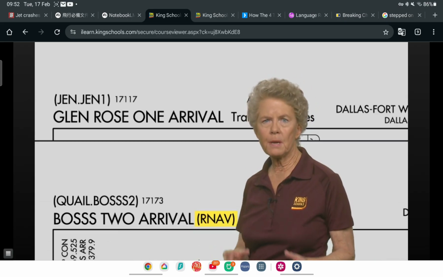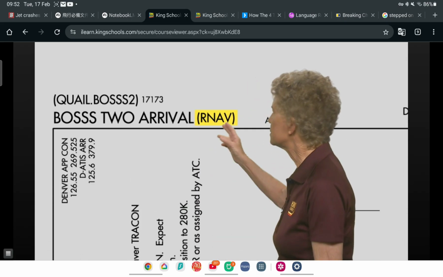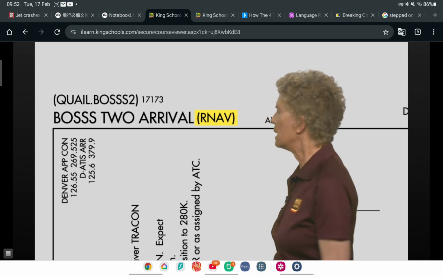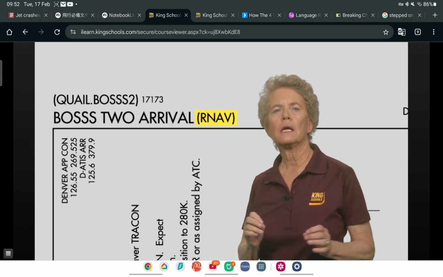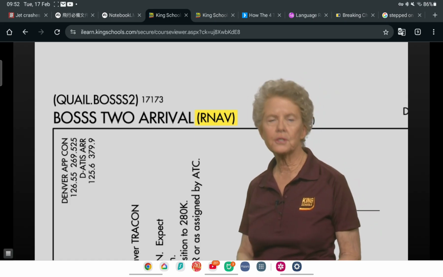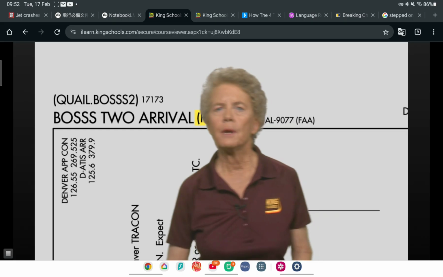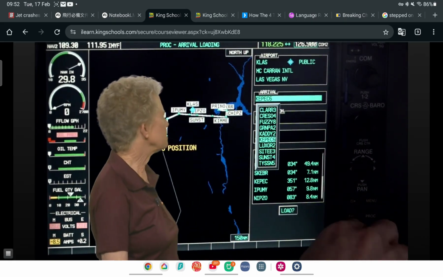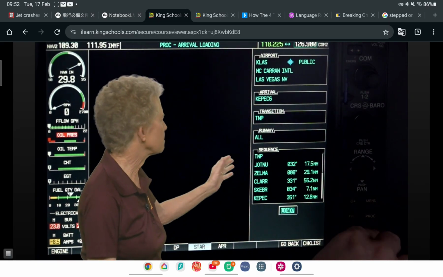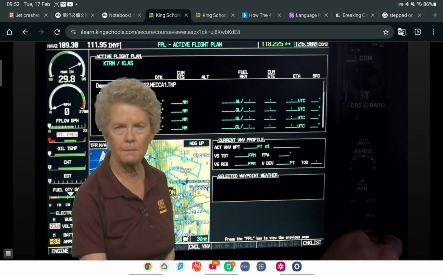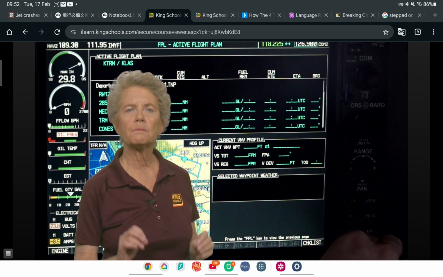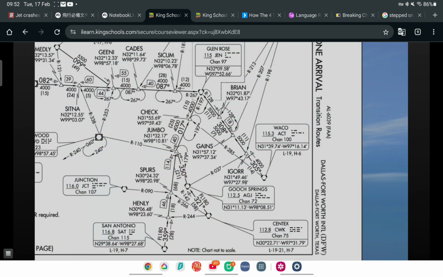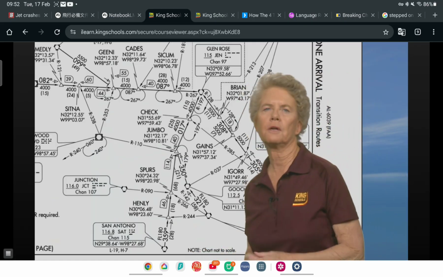If a STAR is based on RNAV, it will say RNAV in parentheses in the procedure title, and you'll need RNAV equipment like an IFR-approved GPS to fly the procedure. Because if you're flying a STAR based on RNAV, you'll need to be able to recall the procedure by name from the database, because you cannot build a procedure by using individual waypoints.